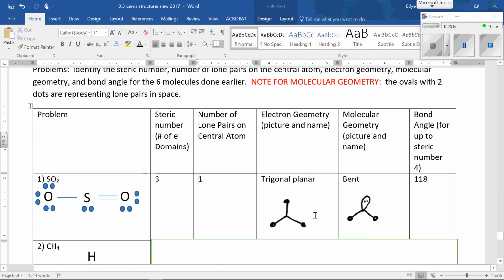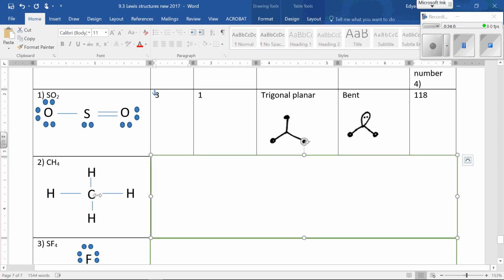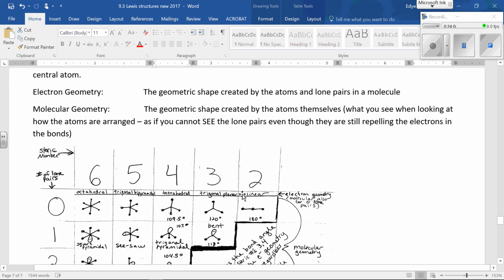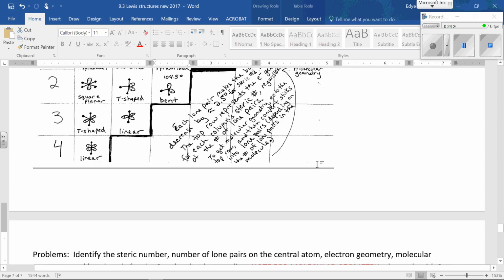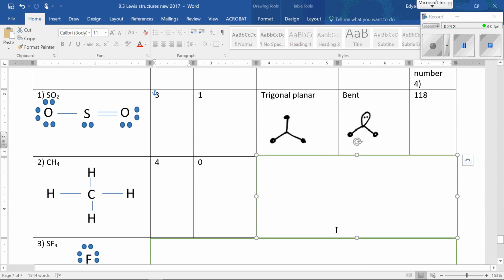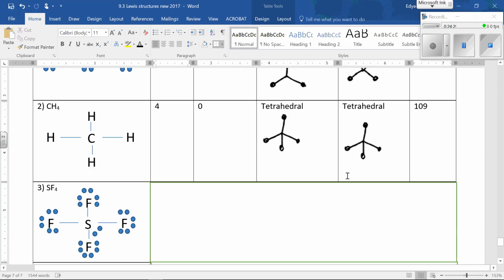So there it is. All right, CH4, steric number, 4 atoms bonded, no lone pairs. So this would be steric number 4, no lone pairs. You look this up on your chart. Steric number 4, no lone pairs, tetrahedral, bond angle is 109.5. And the electron and the molecular geometry are the same because there's no lone pairs. That's what this says right here. So you write the name and you draw the little structure. Tetrahedral, bond angle was shown in the chart.